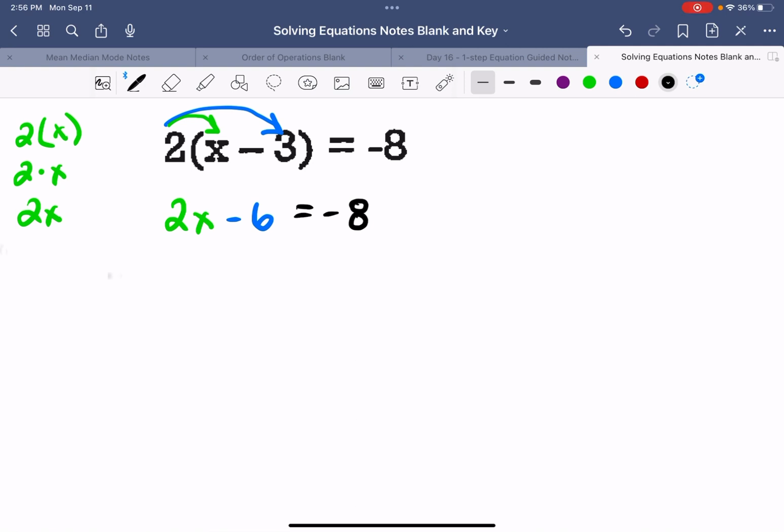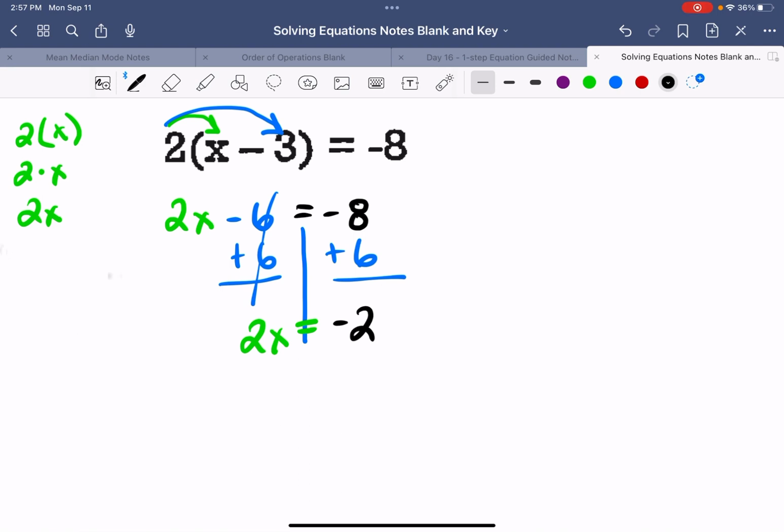Now, this looks the same as the problems we were working on the last page. So looking at this, I'm going to add or subtract first. Well, the first thing I see is I have a subtraction problem right here. So let me add that to both sides. Remember, you do the opposite. Cancel these out, they become 0. And I'm left with 2x is equal to, what's -8 plus 6?